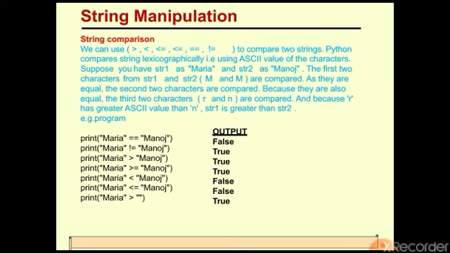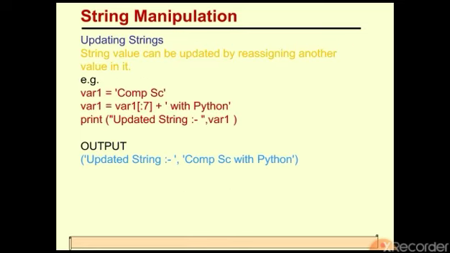Okay, so this is how you can compare your different strings. Now, updation of strings. How can you update these? The string values can be updated by reassigning another value to them. Because strings are mutable, string characters can be changed in place. That is why they can be updated by reassigning another value to them. Which is not true in the case of tuples. Tuples are immutable, which we will see afterwards.